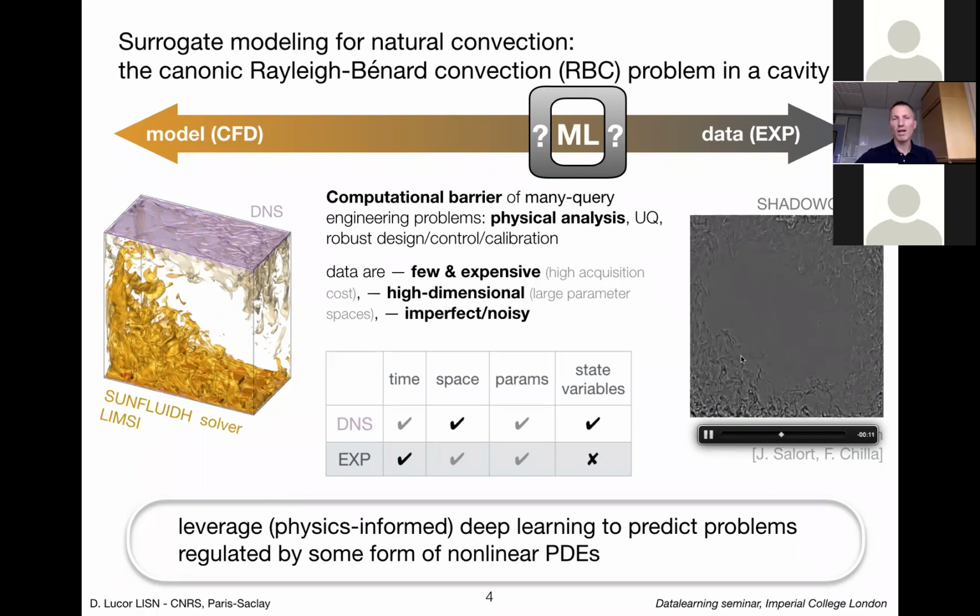Okay. So it would be nice to be able to have machine learning techniques to take advantage of both numerical experiments and experiments performed in the lab.